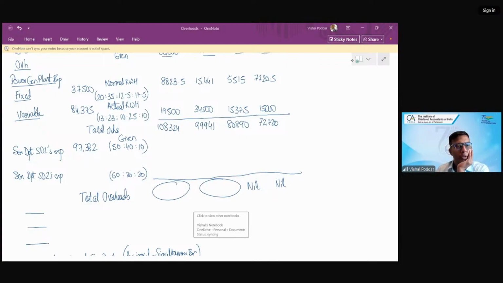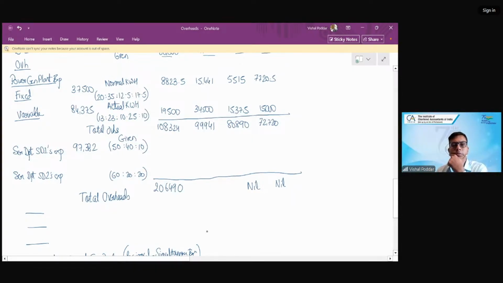Okay, Himanshu has given me the totals. Wow, 206490. So now I have these totals. 206490 and one more, 155386. Students, please check if you are getting these figures or not. Let me know if anybody finds difficulty in any of these values.